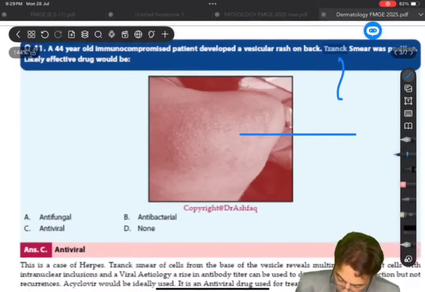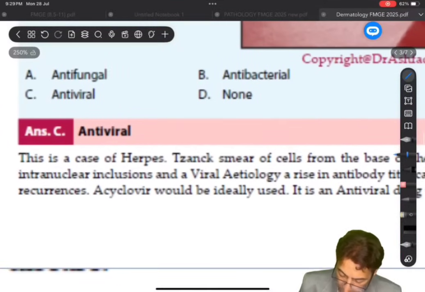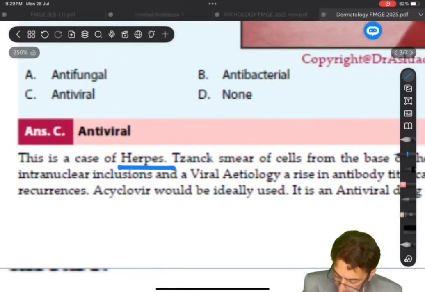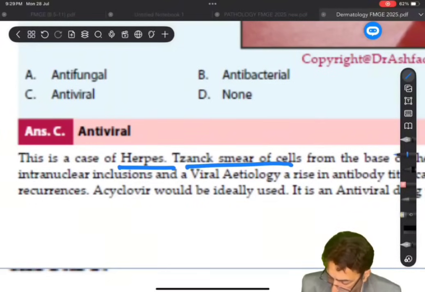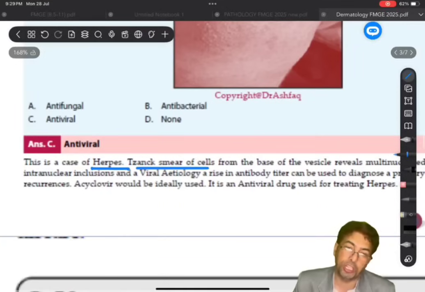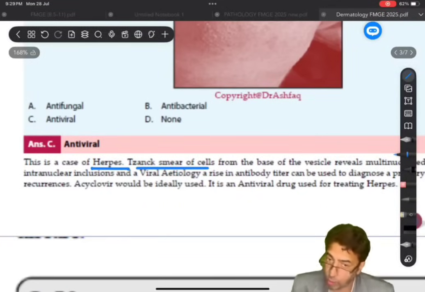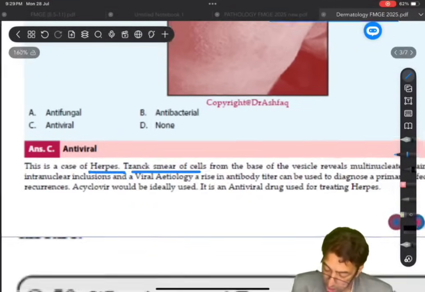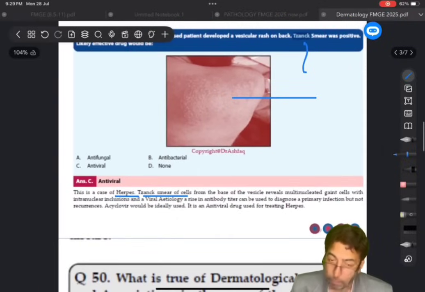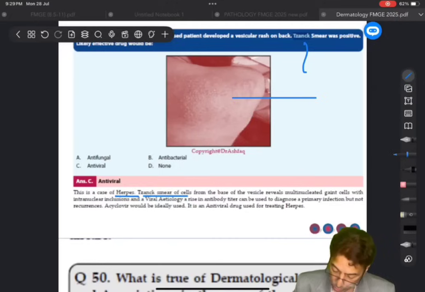So this is the case of herpes. You can just analyze the things in herpes and the Tzanck smear of the cells. So very, very important: Tzanck smear is associated with herpes infection, and that's what was asked in the question. So this is a question from the Platinum QBank image-based questions.